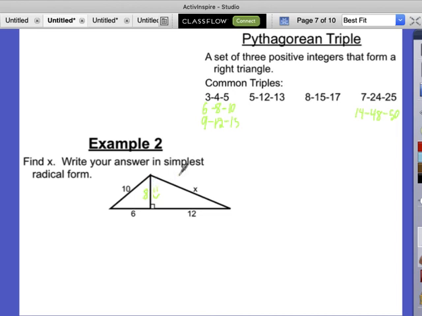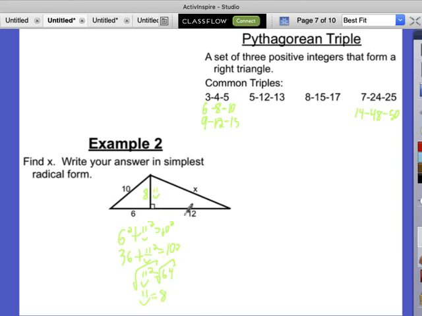Could we also have done the Pythagorean theorem to solve for it? Yeah. What we would do is 6 squared plus smiley face squared equals 10 squared. Knowing that 6 squared is 36 and 10 squared is 100, subtract 36 from each side and get smiley face squared to equal 64. And you square root both sides and you find your smiley face to be 8.